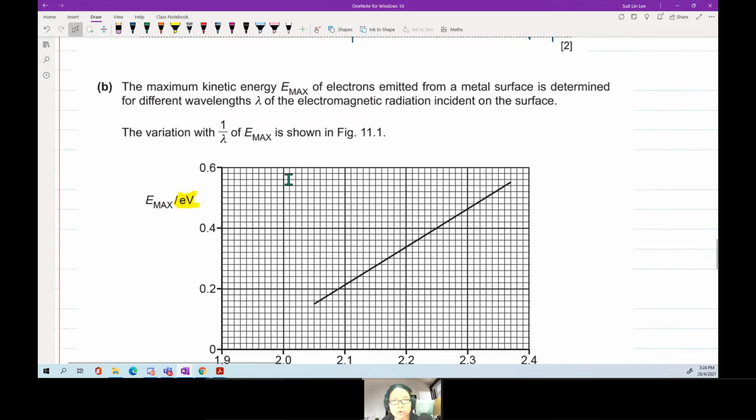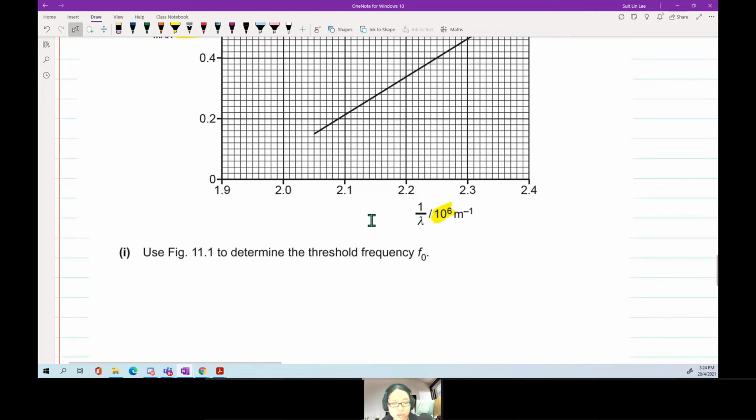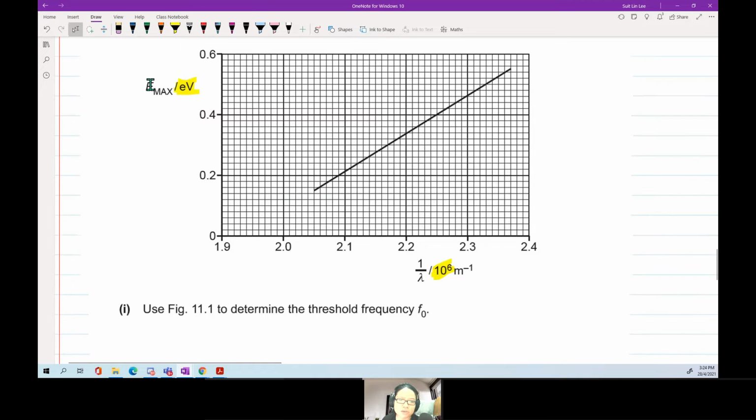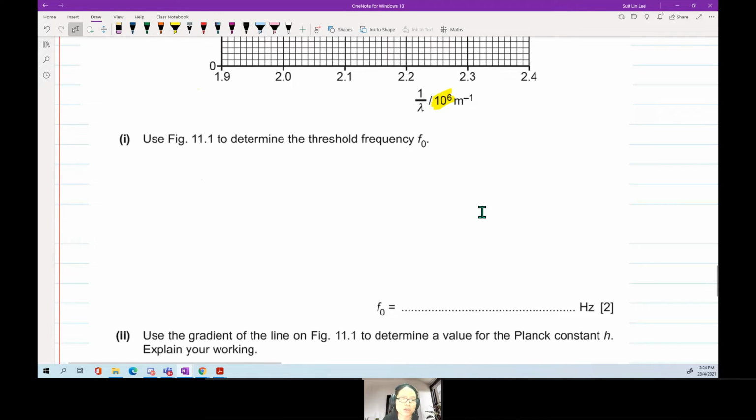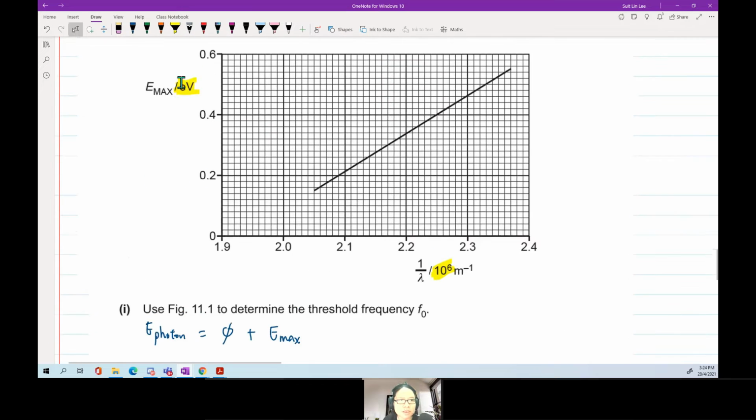All right. So we are asked to find the threshold frequency. Sometimes our students get very stuck. Why got Emax here, 1 over lambda, then got frequency? I am confused. Whenever you see this, you always start with the energy of photon equation, the conservation of energy equation. Energy of photon is equal to work function plus Ke max. In this case, they call it Emax. Whatever, don't care.